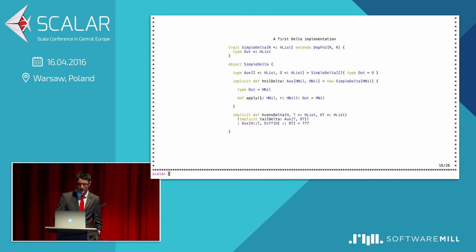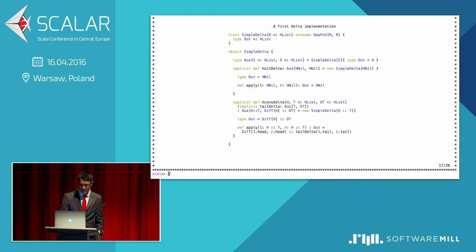So of course, if I am to compare two HNIL, I will return HNIL. And now, if I compare two non-empty HLists, as I said before, I will return an output of type diff of h followed by dt. And it's obtained like so. I call my factory method on diff with the 2 heads. And then I call the tail delta on the 2 tails.